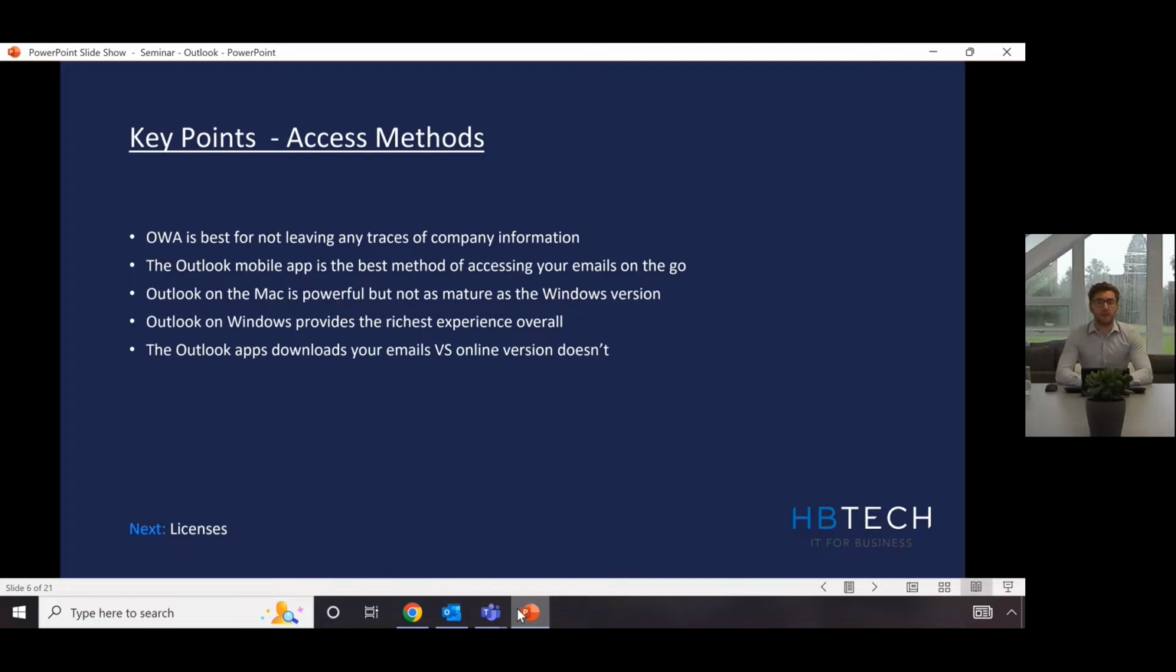The mobile app is best for accessing your emails on the go. You'll get little notifications through there, and it's a great way of separating your work life from your personal life. Same goes for the Mac version as well. It's a great way of separating the two. It's not as powerful as the Windows version, and it's slightly separate with the way it operates, but fundamentally, it's still a great app to have on your Mac if you're accessing your emails from that device.